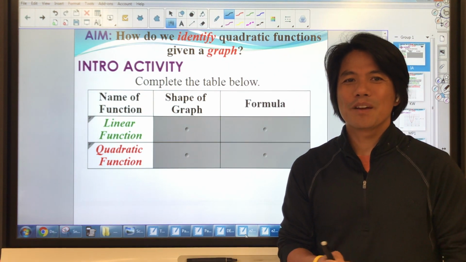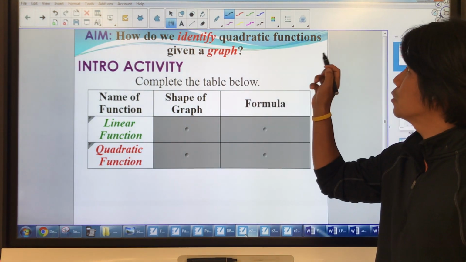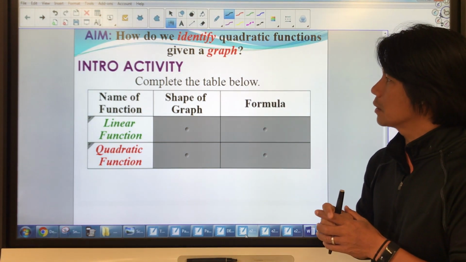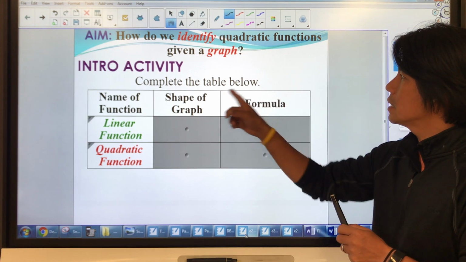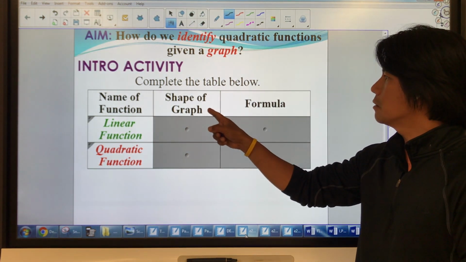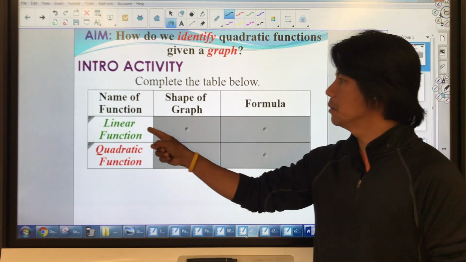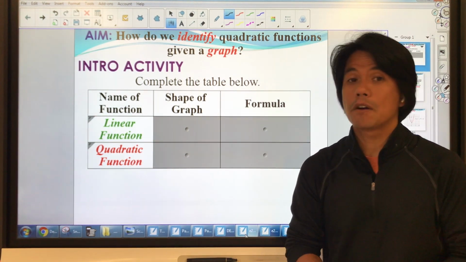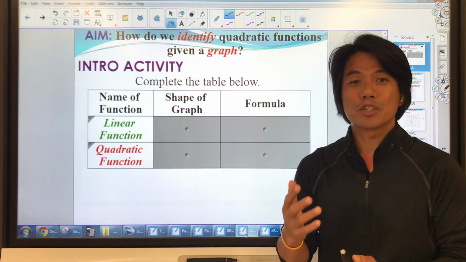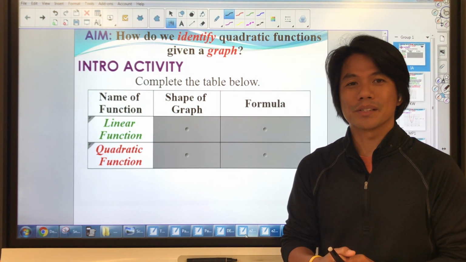M. Today we are going to learn how to identify quadratic functions given a graph. So let's go straight to the intro activity. I want you to complete the table below by identifying the shape of the graph and the formula of both linear function and quadratic function. Be sure to pause your video while you're doing it. So come back once you're done so that you can check your answers.